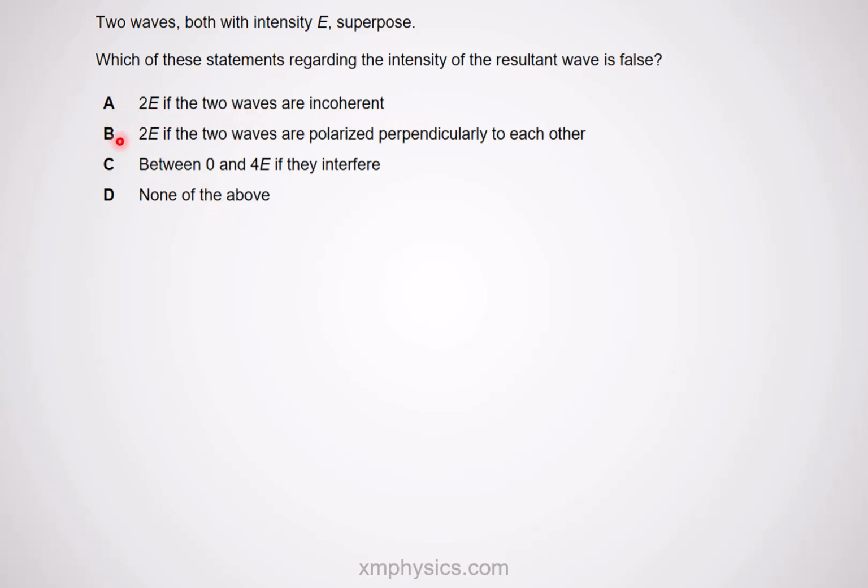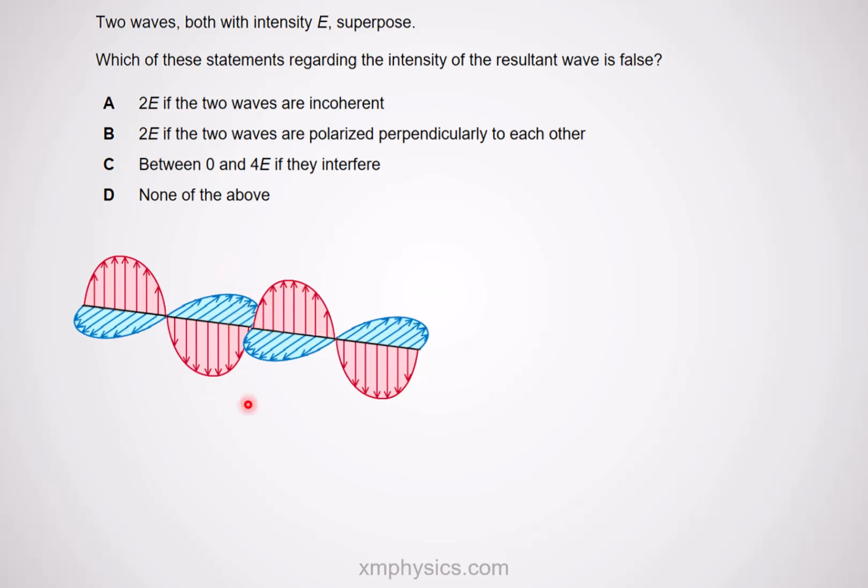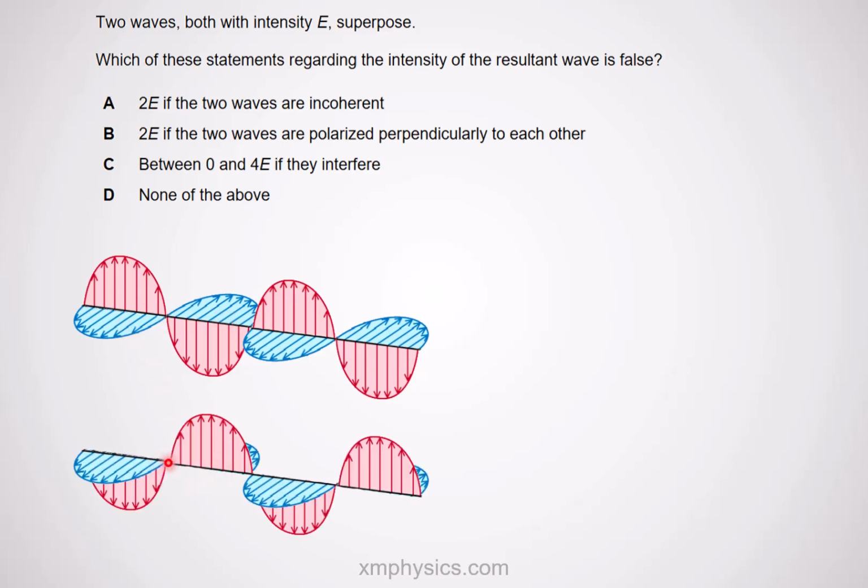Let's look at option B. What if the two waves are polarized perpendicularly to each other? So here we have two waves. The red one is polarized vertically. The blue one is polarized horizontally. If I shift the red wave slightly forward with respect to the blue one, they can look something like this.